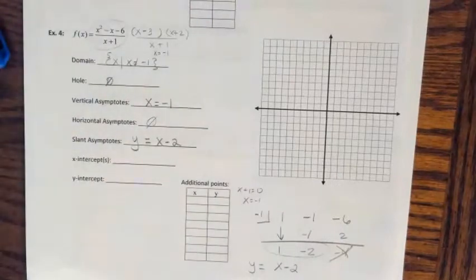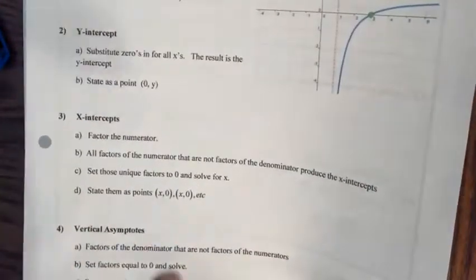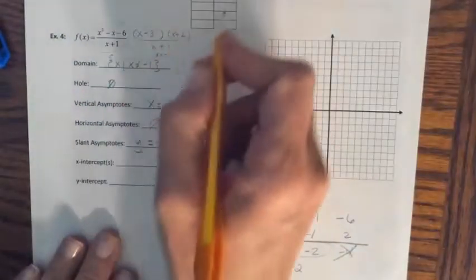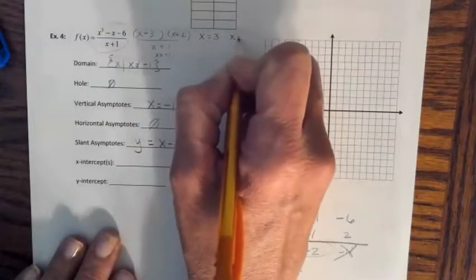My x-intercepts come from the factors of the numerator. Again, back up here, x-intercepts, factors of the numerator. All factors of the numerator that are not factors of the denominator. So I don't have any common factors, so I'm going to use both of these factors, set them to 0, and I'll get x equals 3 and x equals -2.